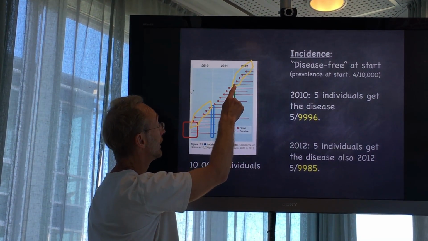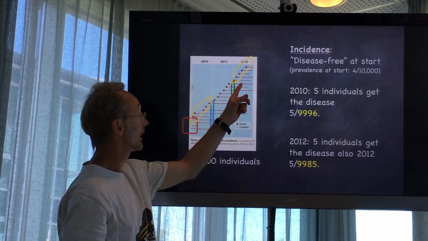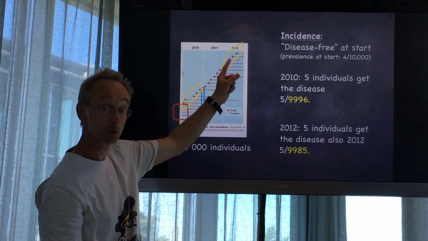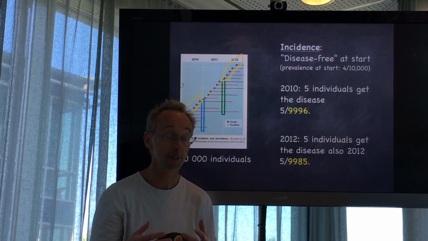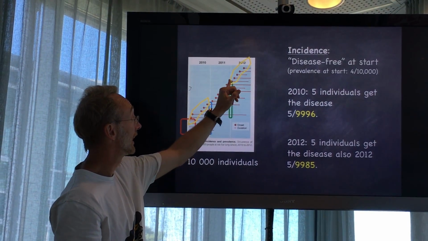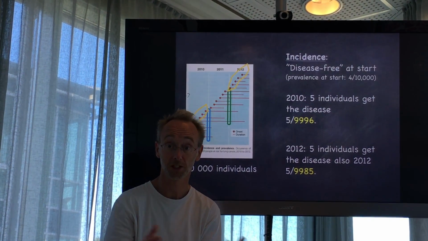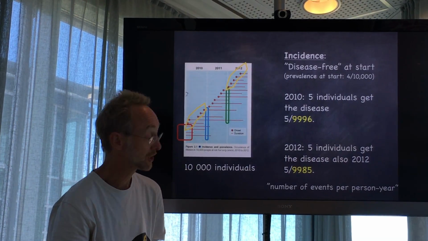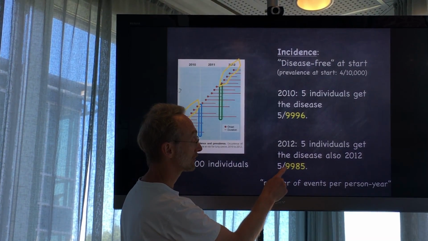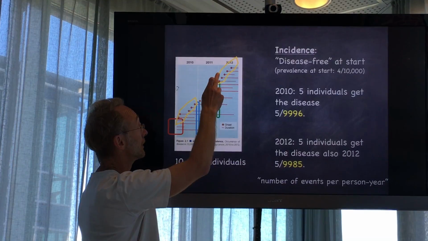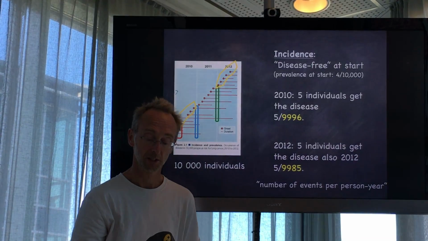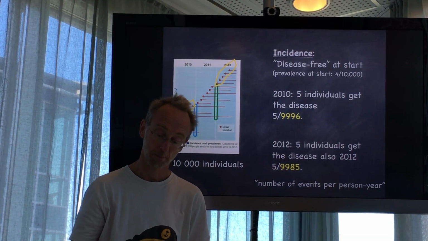In 2012, another 5 individuals have lung cancer. 1, 2, 3, 4, 5. However, the number of individuals starting 2012 without lung cancer, being disease-free, is lower than we have here, because all these individuals already have lung cancer at the start of 2012. So they should be subtracted. So instead, here in 2012, we have 5 individuals get the disease, also 2012, 5 per 9,985 person years. Beginning 2012, we have 9,985 individuals without the disease. So incidence is a number of events per person year.